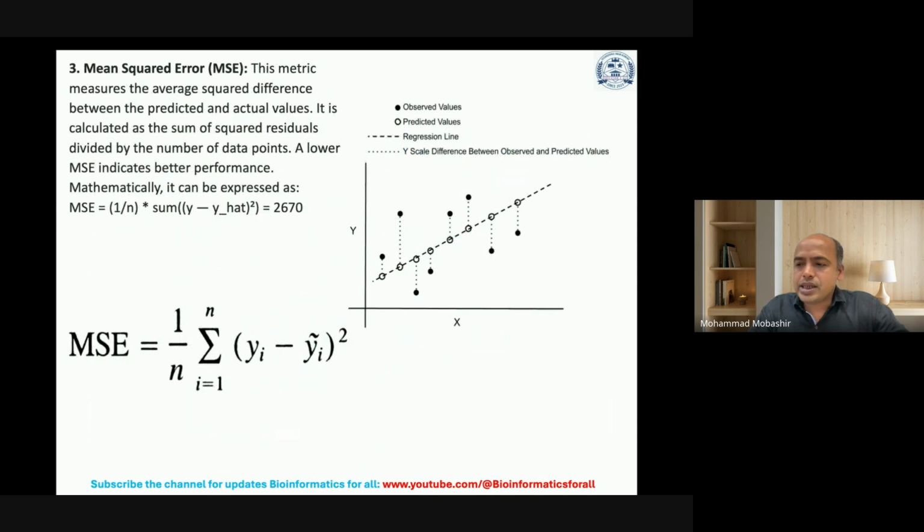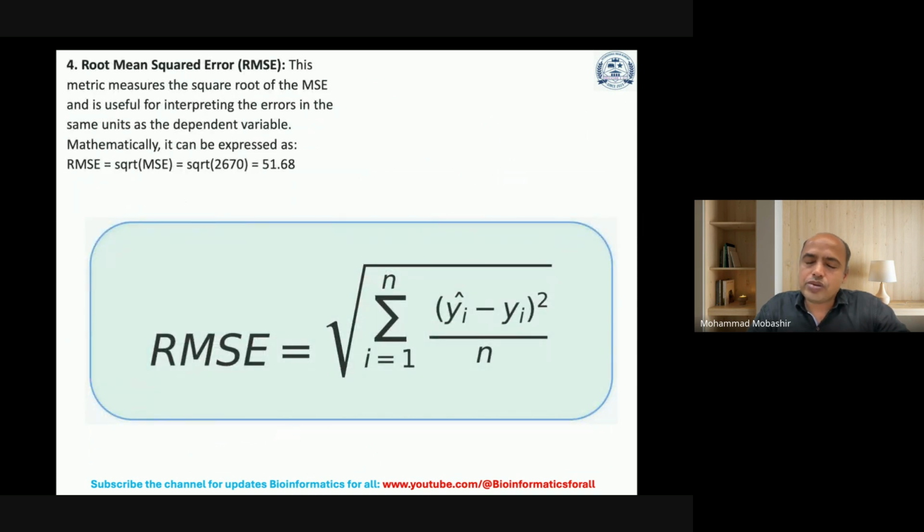Then it comes to MSE. This is also quite common. This metric measures the average squared difference between the predicted and actual values. It is calculated as the sum of squared residuals divided by the number of data points. A lower MSE indicates better performance, and the mathematical equation is written here. So you need to look for the observed values, predicted values, regression line, and then a scale difference between the observed and predicted values.